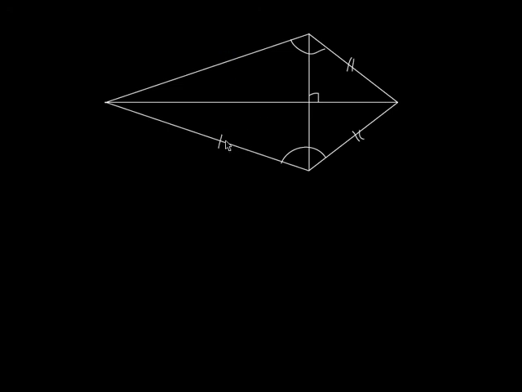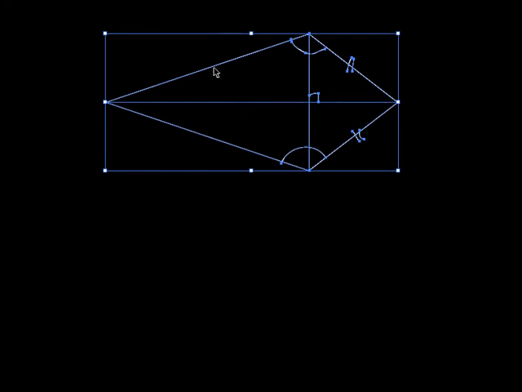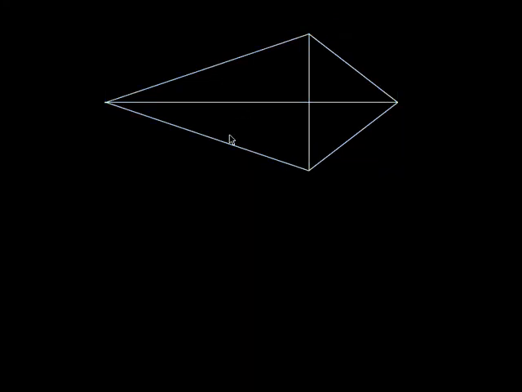But I don't really care about all that stuff. Actually, let's just do this. I don't care about all that stuff today. What I care about is finding the area of this kite. So, finding the area of the kite.